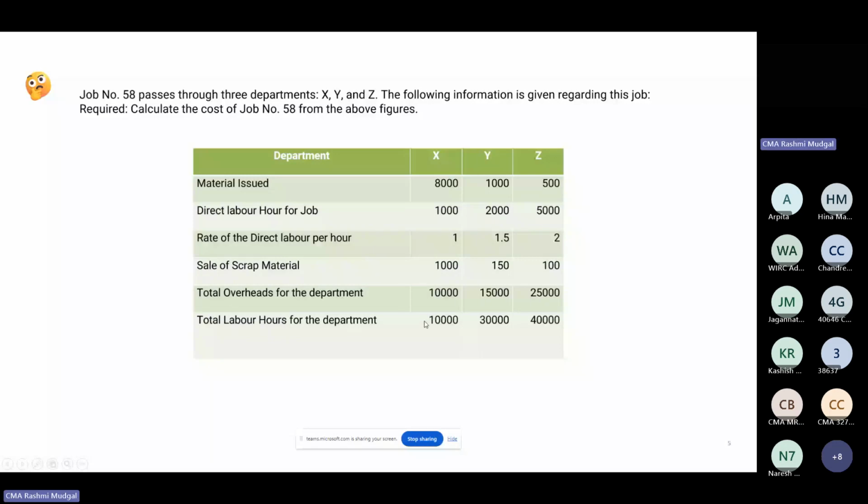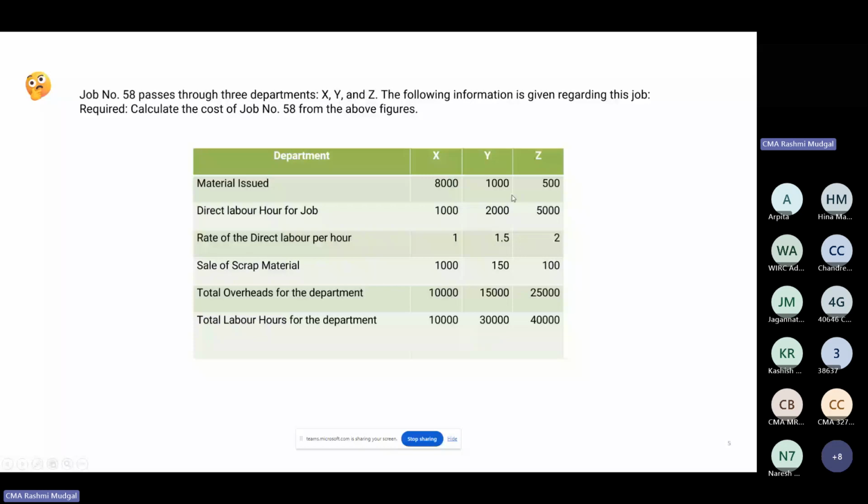Other overheads are here. In the same department Y, material issued is 1,000, direct labor hours for the job are 2,000, and rate of direct labor per hour is 1.5 rupees. Sale of scrap material is 150, and the total overheads of the department are 15,000. The labor hours for the department are 30,000. So if I divide 15,000 by 30,000, there is a 50 paisa per hour rate.